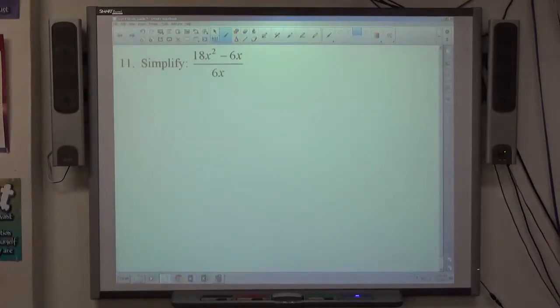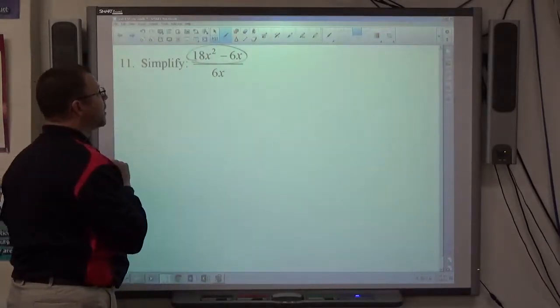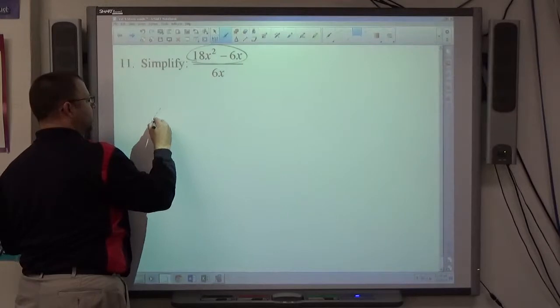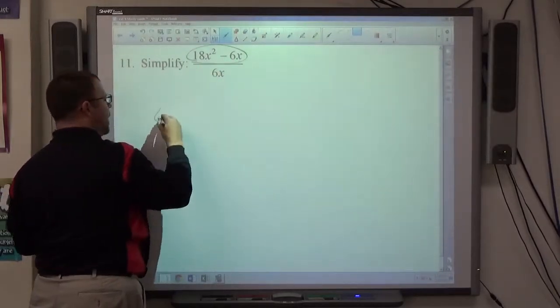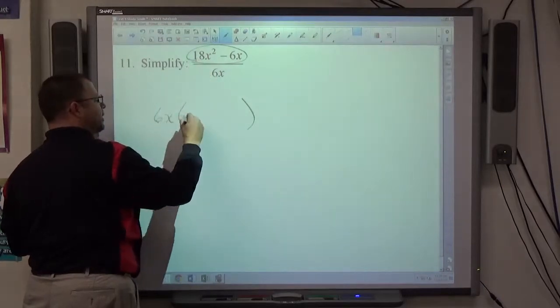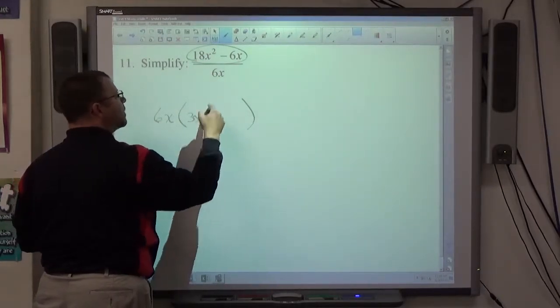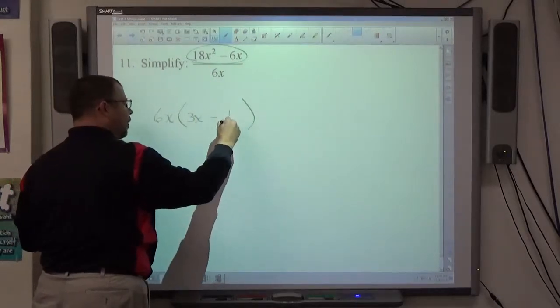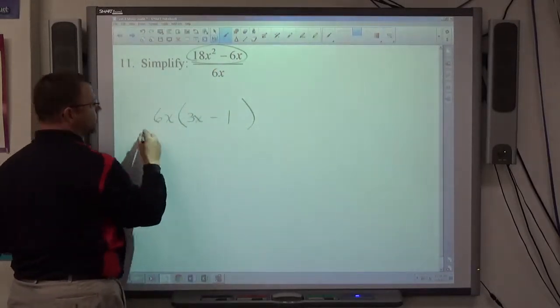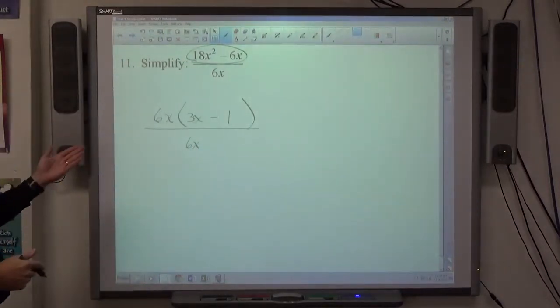Number 11 works the same way, looking at the top only. The biggest number that divides 18 and 6 is 6. Both objects contain the letter x, so I'm going to take an x out also. 18 divided by 6 is 3. X squared divided by x is x. 6 divided by 6 is 1. X divided by x cancels. So 3x minus 1 is left when I take a 6 out of the top.